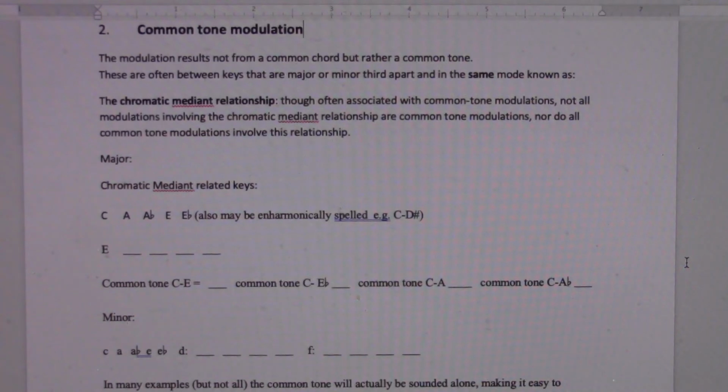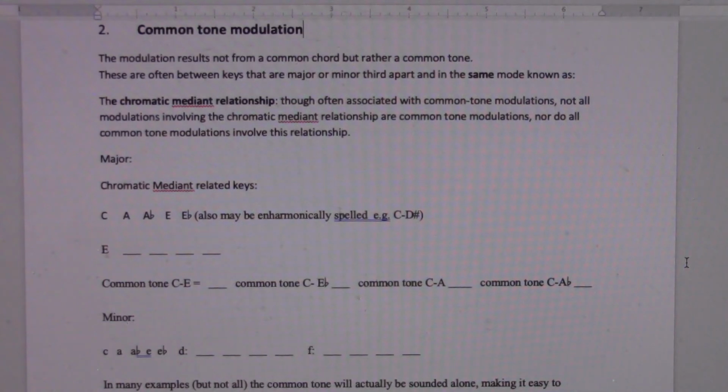There is one particular relationship that is worth mentioning at this point called the chromatic mediant relationship. A lot of times common tone modulations will involve keys that are chromatic mediantly related. Not all of them will, so it's just something that does happen with some frequency. But not all modulations involving the chromatic mediant relationship are common tone, nor do all common tone modulations occur involving this relationship, as we just saw.